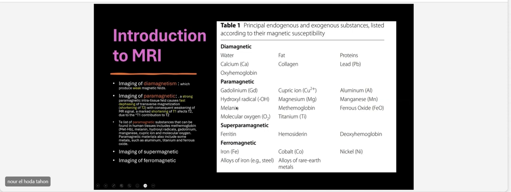Also melanin is paramagnetic, and so are magnesium and methemoglobin, which is involved in patients who have hemorrhage. This is named paramagnetic, and it is stronger than the diamagnetic. It has the effect of T1 shortening and starts to be bright. The superparamagnetic, like ferritin and hemosiderin, is dark. And the ferromagnetic is very, very strongly magnetic, like iron or cobalt or nickel.